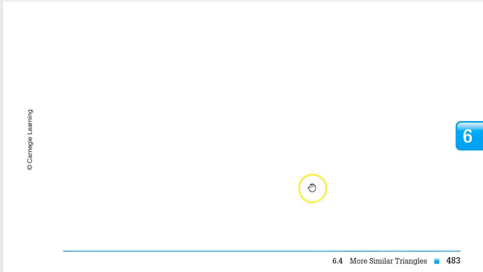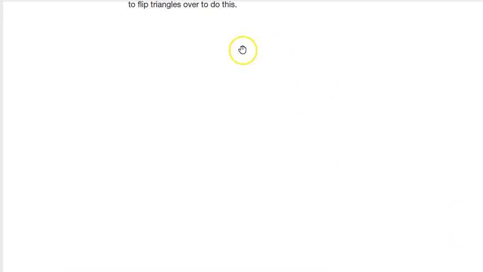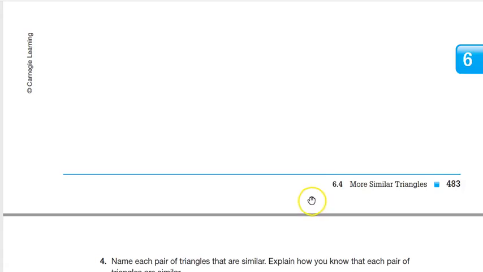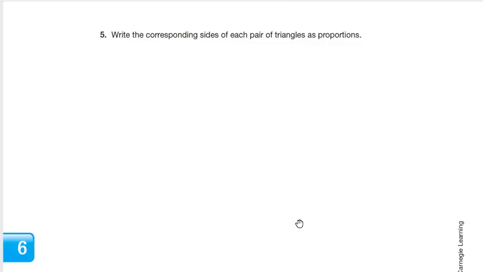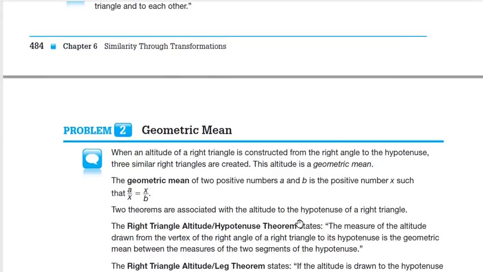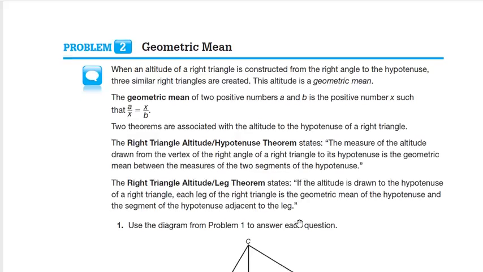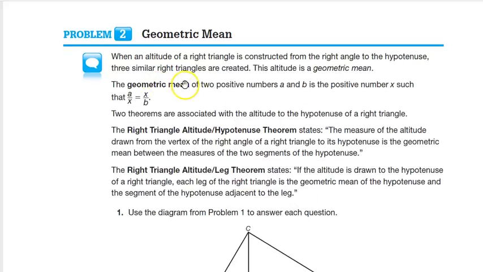When you're done, you'll have pasted 3 right triangles here, the large original one, then 2 smaller ones, one that represents the right side and one that represents the left side of the right triangle that you split. And you're going to name them, and you're going to mark down that they're proportional. And now we're going to get into this thing of the geometric mean. So the geometric mean of 2 positive numbers, a and b, is the positive number x, such that a over x equals x over b.